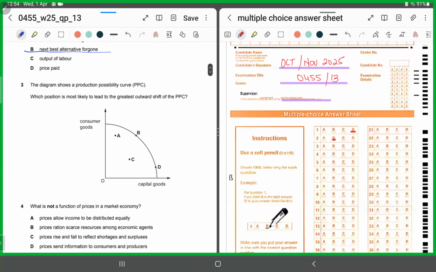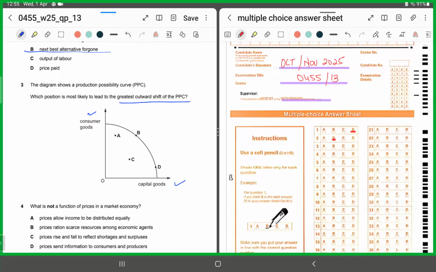MCQ number 3 displays a PPC curve, that's a production possibility diagram. It has displayed four positions. The vertical axis displays the consumer goods, the horizontal axis displays the capital goods, and now they are asking which of these four positions is most likely to contribute towards the greatest outward shift of the PPC. That means out of positions A, B, C, and D, which one in the future would achieve the highest contribution?